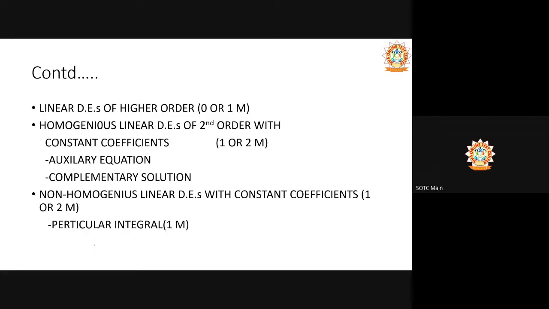Now first try to see what is a differential equation. A differential equation is nothing but an equation containing the differential coefficients or derivatives.